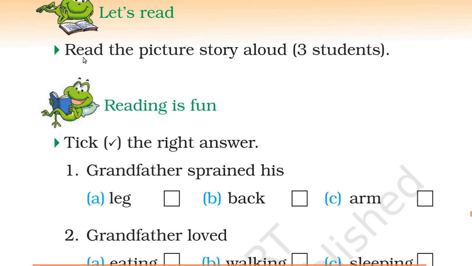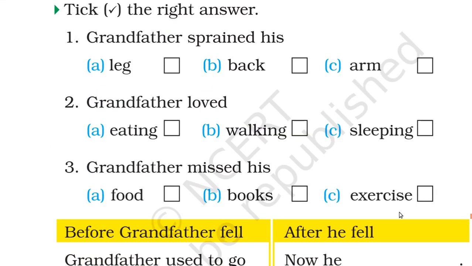Let's read. Read the picture story aloud. Reading is fun. Pick the right answer. Grandfather spread his legs, back, arms. Grandfather loved eating, walking, sleeping. Grandfather wished his food, books, exercise.